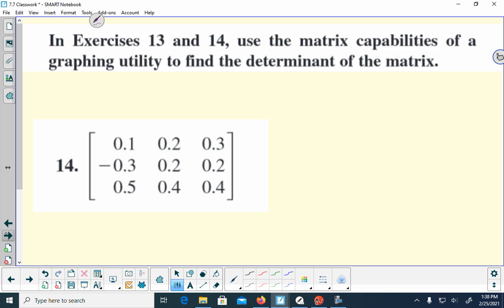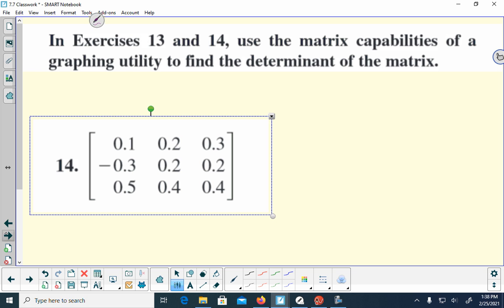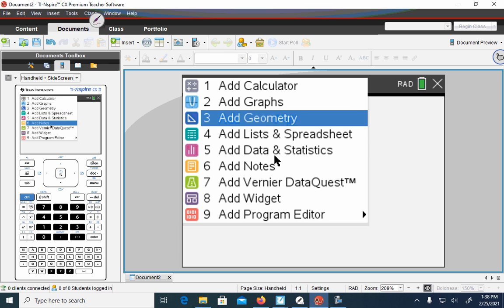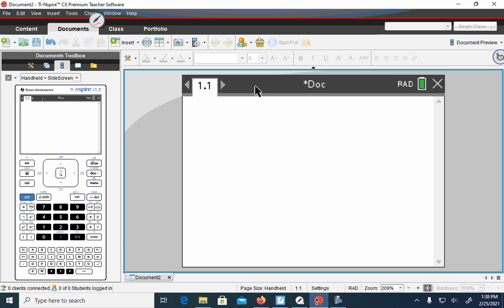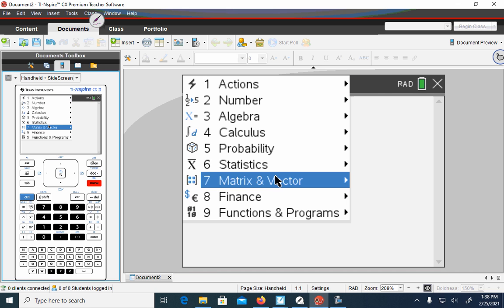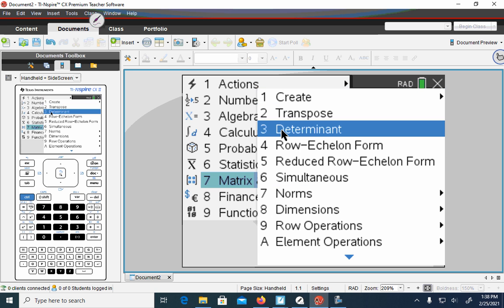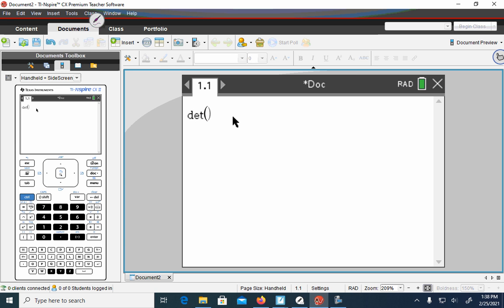So number 13 and 14, I just want you to do this in your calculator. Just testing to see if you know how to do that. So we're going to get out our calculators. I'm just going to start a new document, and I'm going to add a calculator page, and then I'm going to type this in. So what I'm going to do is hit Menu, Matrix and Vectors, and then number 3 says Determinant. I'm going to choose that. It gives me the parenthesis, and that's waiting for me to add a matrix in there.